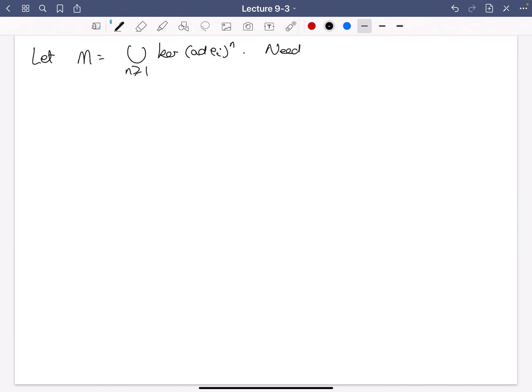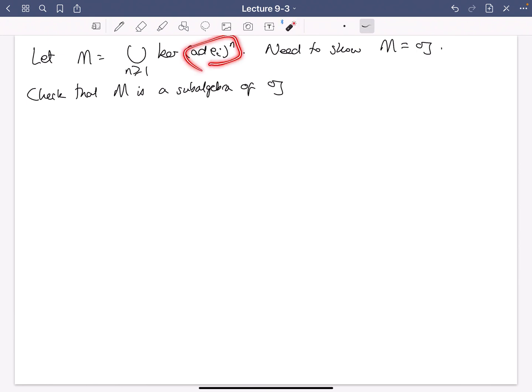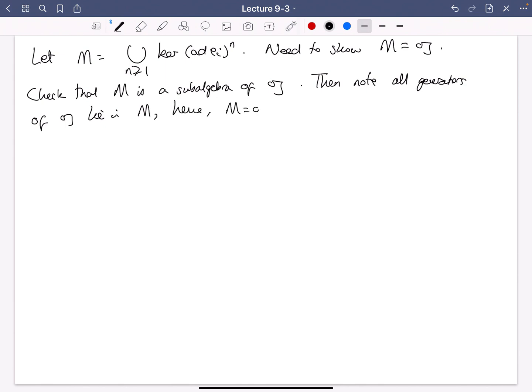So we need to show that this M is all of G. That's exactly the claim. So to see this, you check that M is actually not just a subspace, it's actually a subalgebra of G. So you just have to take two vectors x and y killed by some powers of ad EI and show that the Lie bracket of those vectors is killed by some power. So that's a Jacobi binomial type argument. I think you've seen that sort of argument before. And then you just note that all the generators of G lie in M, hence, yes, M is G as required.